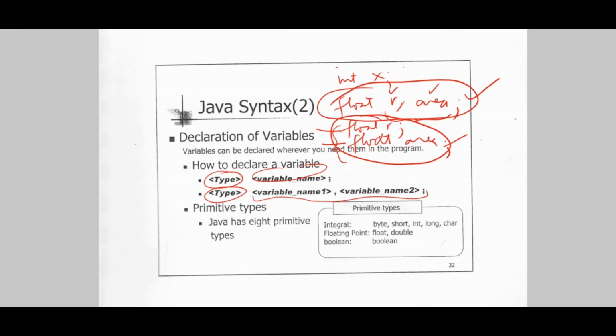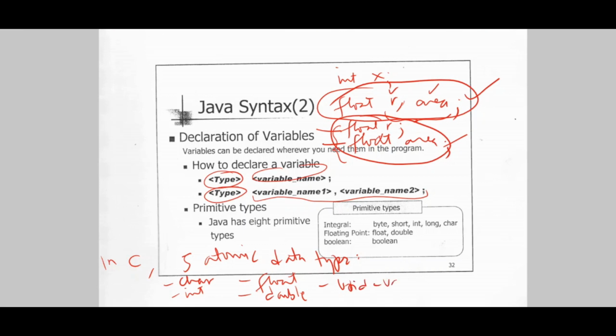For the primitive types, the Java language has 8. In C programming language, you have 5, including void. Recall the 5 atomic data types in C: you have character, integer, float, double, and the fifth one is void, which is valueless.